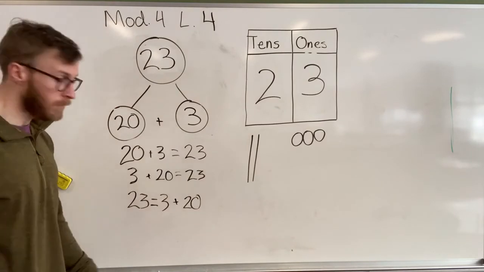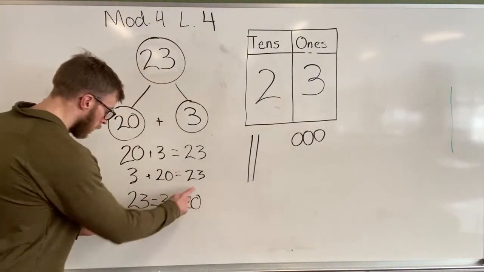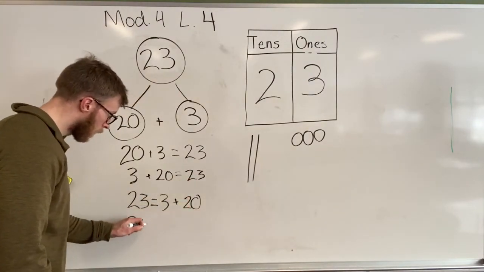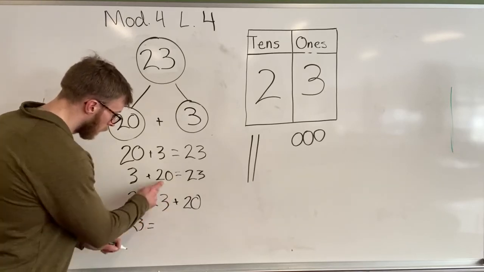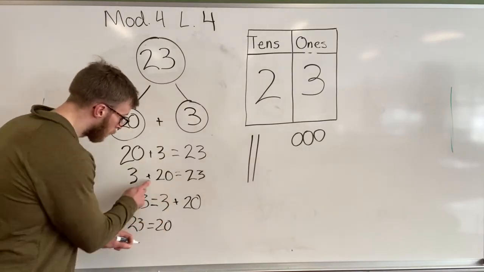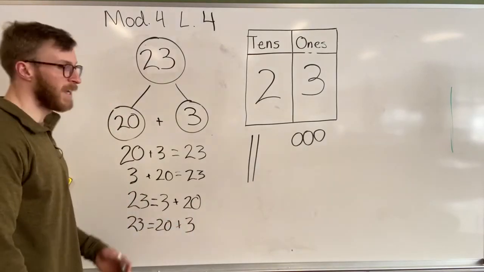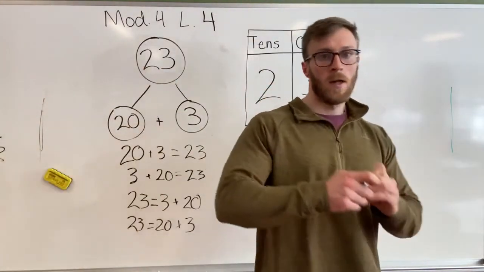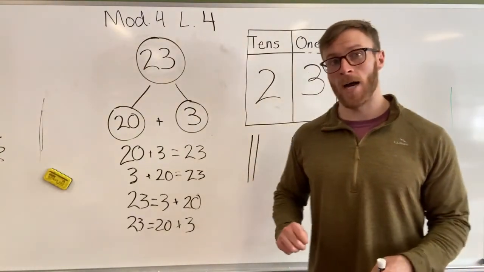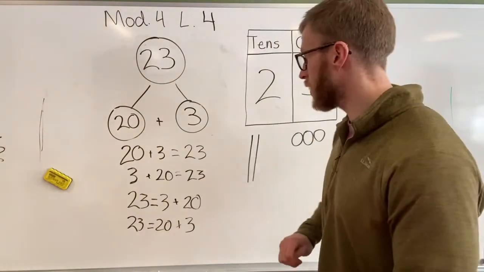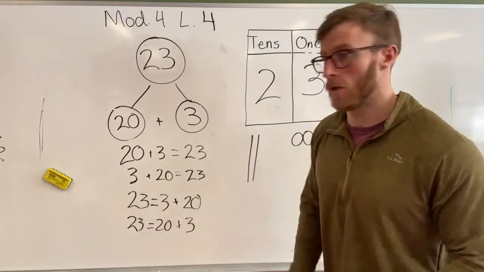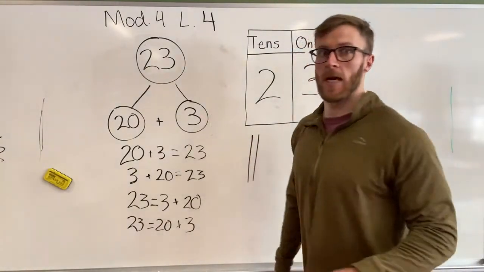And then for our last one, we again start with our whole. 23 equals 20 plus 3. There's our 4 number sentences that you will need to be able to do on our homework for tonight. So this is exactly what your homework's going to look like when you have everything filled out correctly, okay?